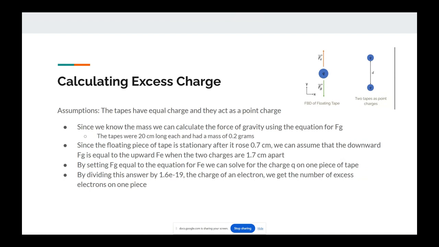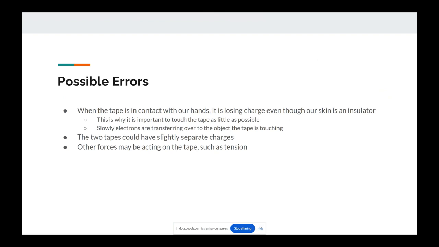Since a floating piece of tape is stationary after it rose 0.7 centimeters, we can assume that the downward force of gravity is equal to the upward electric force. By setting Fg equal to the equation for Fe, we can solve for the charge Q on one piece of tape. We then divide the answer by 1.6e-19, the charge of an electron. We get the number of excess electrons on one piece.